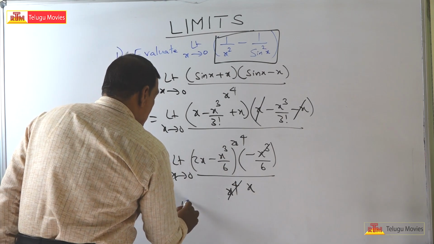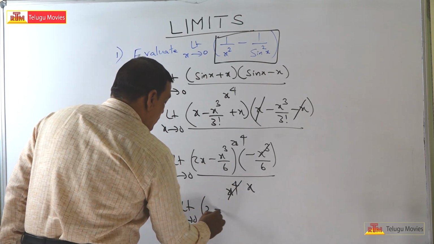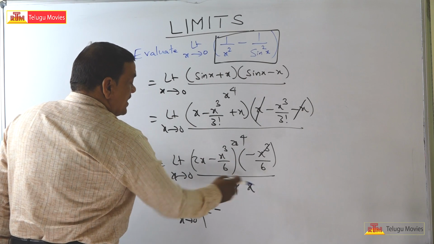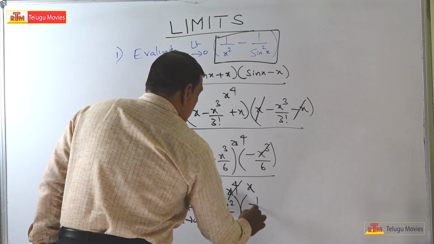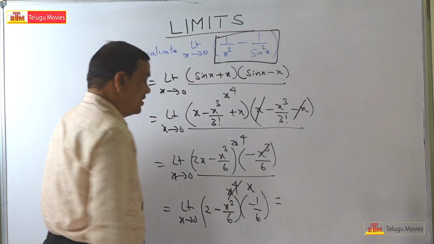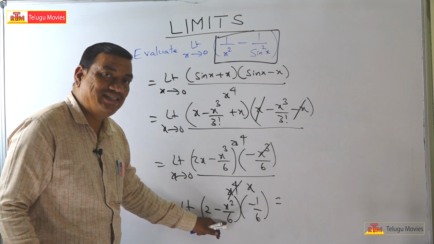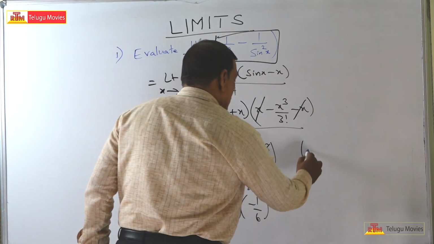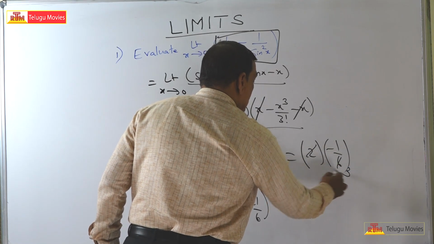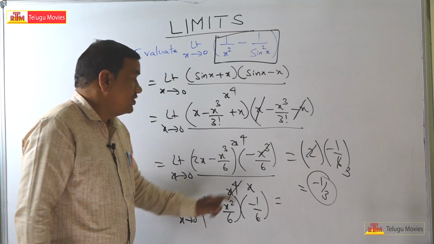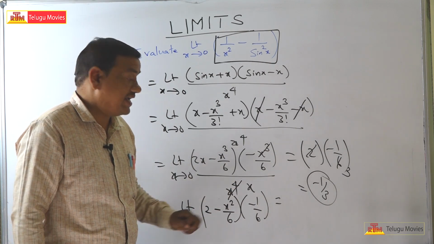So this implies limit x tends to 0. If you divide here by x, 2 minus x cube by x, that means x square upon 6 times minus 1 by 6. Now clearly, as x tends to 0, 0 square by 6 is 0. So that is equal to, here 2 will remain, here minus 1 by 6 remains, 2 1s are 2, 3s are cancelled, minus, see here x cube by x power 4, here we can cancel with the x.